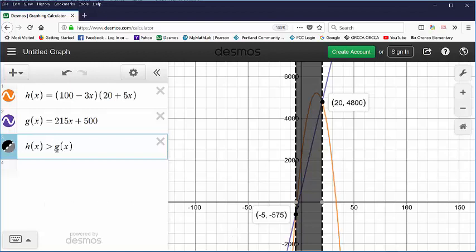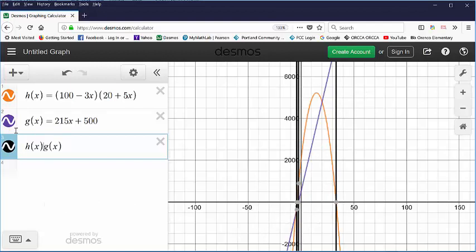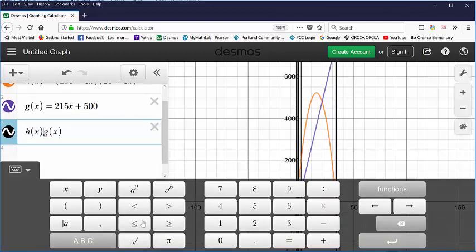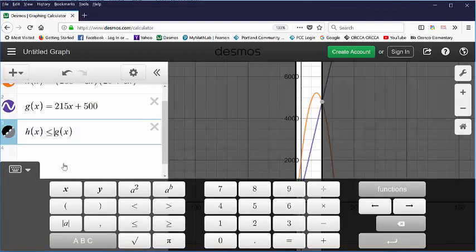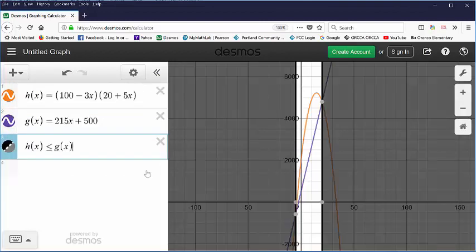Okay, so let's go the other way. The other one we had is less than or equal to. We have a less than or equal to sign in the keyboard there. There we go. Okay, so look what it did. Now all of a sudden those dashed lines are solid, right? Because we have less than or equal to. And it shaded the part where the orange graph is below the purple one, right? So it's for values of x less than -5 and also for values of x greater than 20, right?